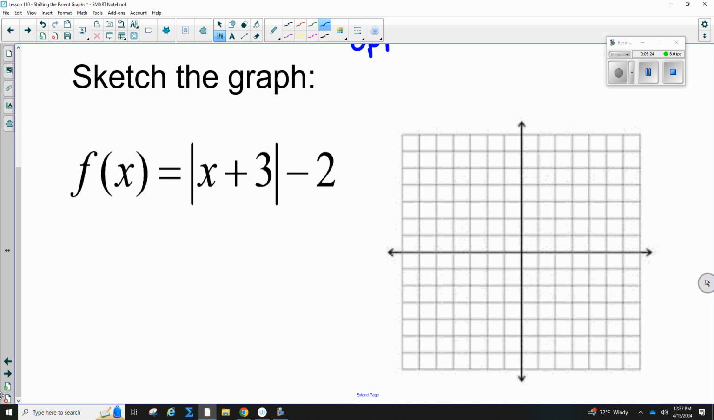What kind of graph is this? What shape? Yep, it's absolute value, so it's a V, okay? The x plus 3 that's inside of the function does what? Left 3, yep. And the minus 2 on the outside does what? Down 2. All right, so start at the origin, okay? And you're going to go left 3, down 2, and you're going to draw an upward V, okay?